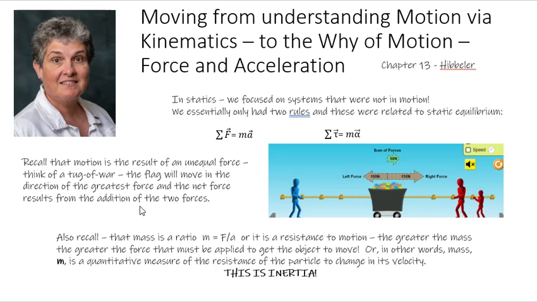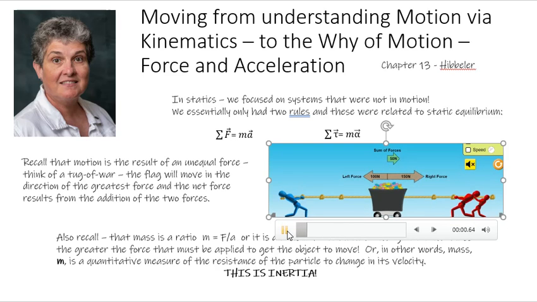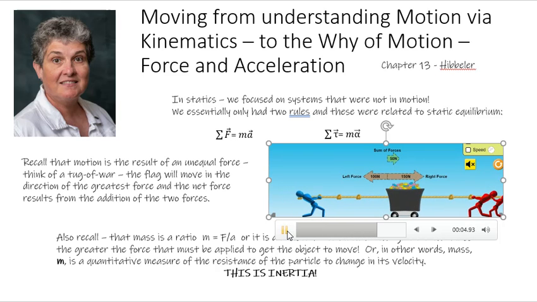So recall that motion is the result of an unequal force. Think of a tug of war. So I've got a little simulation here that we can actually do and actually see. If I've got tug of war, we have 150 newtons pointing to the right, we have 100 newtons pointing to the left, and we know that ultimately the cart is going to move towards the right because there's an unequal amount of force being applied, and when we do the addition of those forces, we get a 50 Newton force resulting in motion to the right.